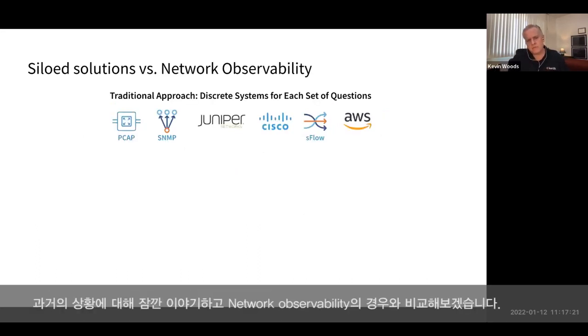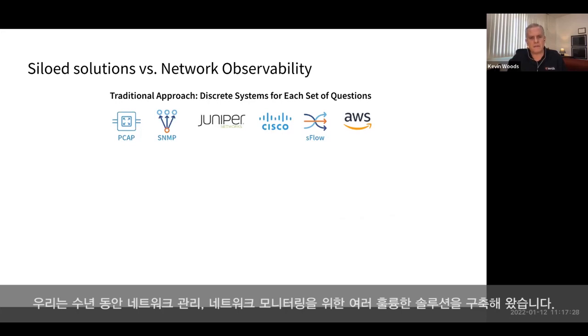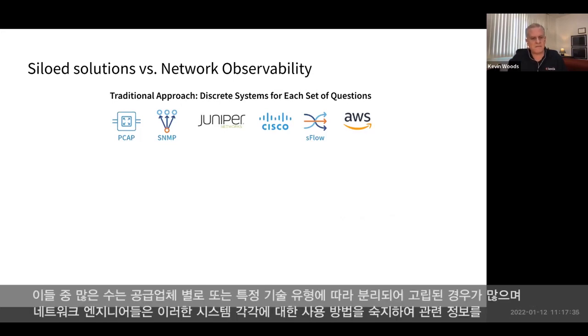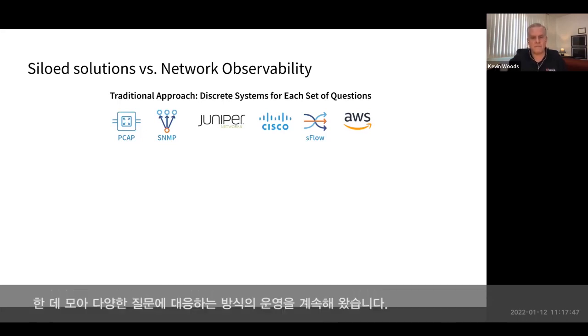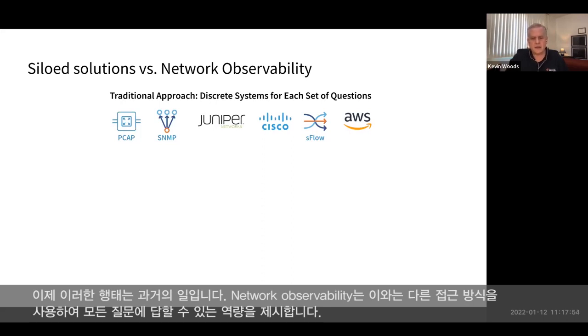So let's talk about sort of the past and compare it with network observability a little bit here. So, we've had a lot of great solutions for network management, network monitoring over the years. A lot of these are often siloed into vendor-specific solutions, or they're siloed into specific sort of techniques. And network engineers know how to use each one of these systems and put all of that information together and answer a lot of questions this way. And I think this is the past.